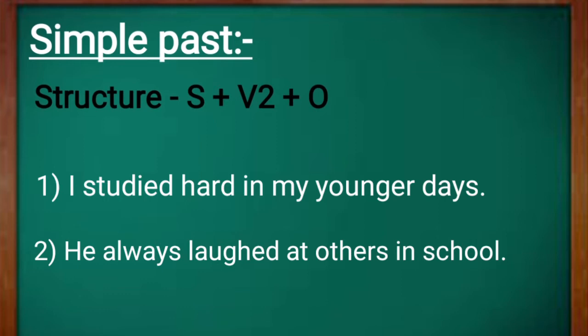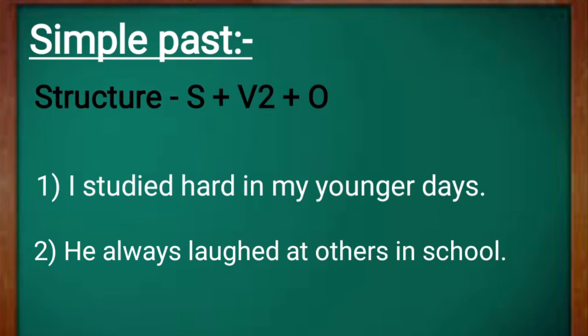Now look at these examples carefully. In the first example, I'm talking about my habitual action of the past, which is studying hard. And in the second example, I'm talking about his habitual action of laughing at others. So this way, by using simple past tense, you can talk about the habitual action of someone in the past.